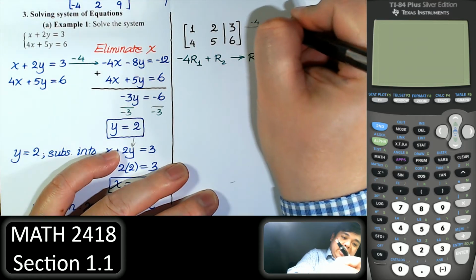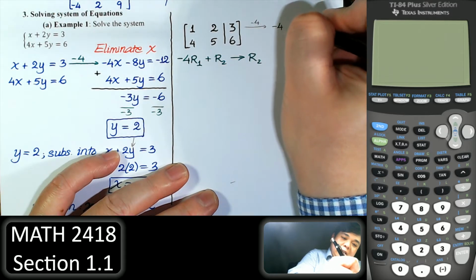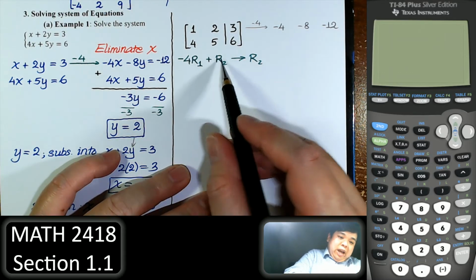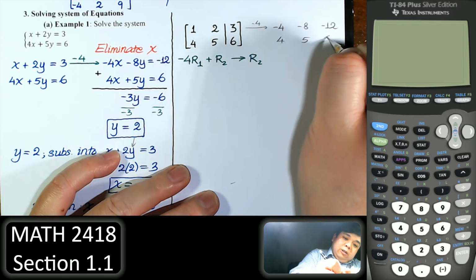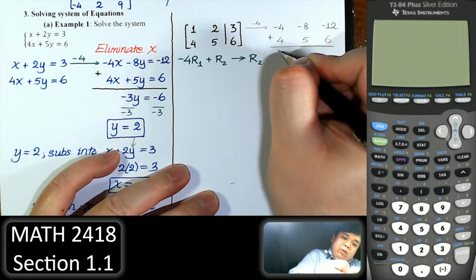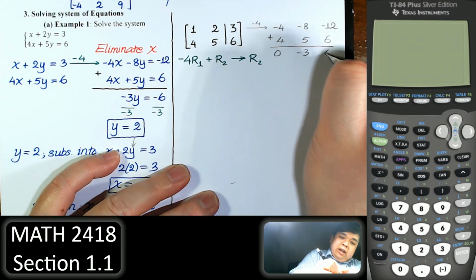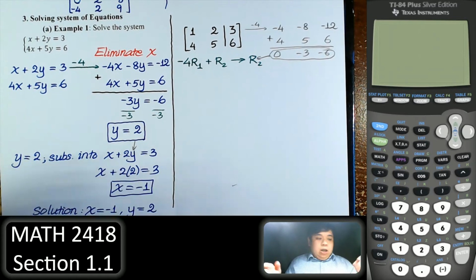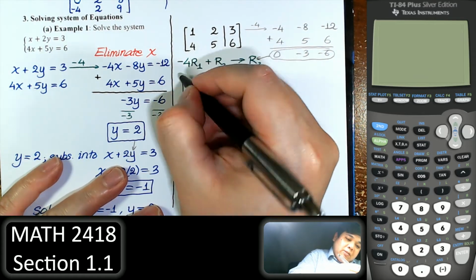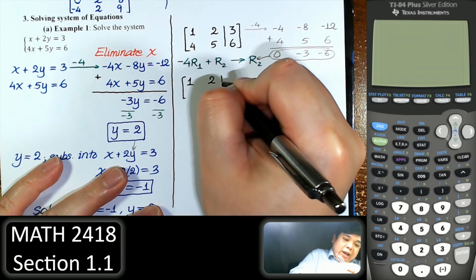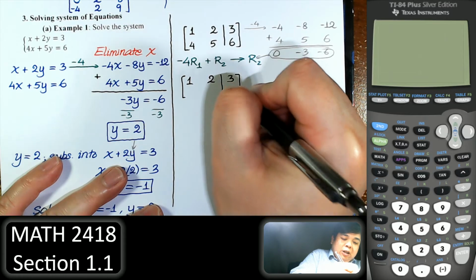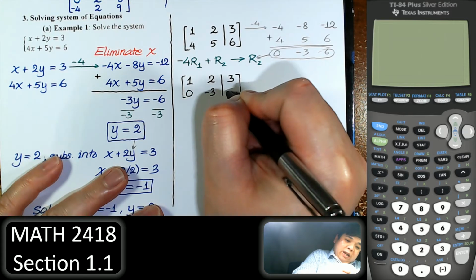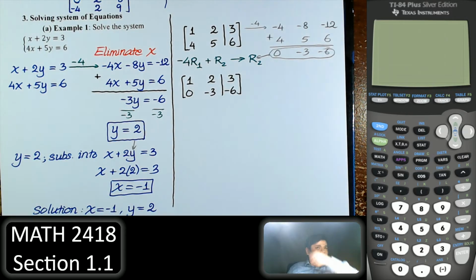So we have -4, -8, and -12. And then we add to row 2. We have 0, -3, and -6. This is going to be the new row 2. So I will write the matrix: 1, 2, and 3. I don't do anything with row 1. Row 2 is going to be this new 0, -3, and -6. Right.